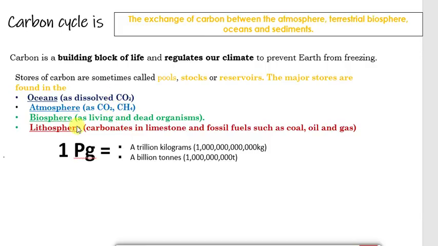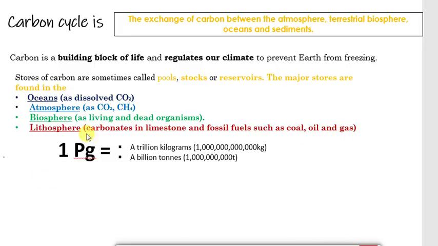Gas, liquid. It's stored in the biosphere as living and recently dead organisms that are rotting or decaying. And then the lithosphere, which is basically the sphere of rocks. So it's stored as carbonates in limestone, and then as fossil fuels like coal, oil and gas.